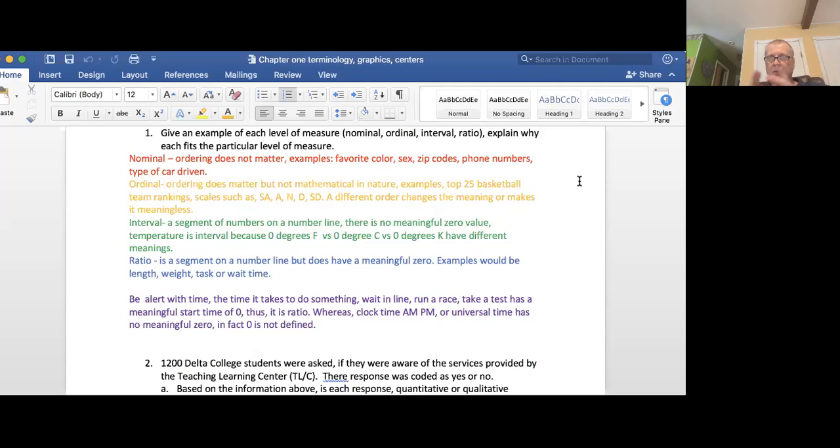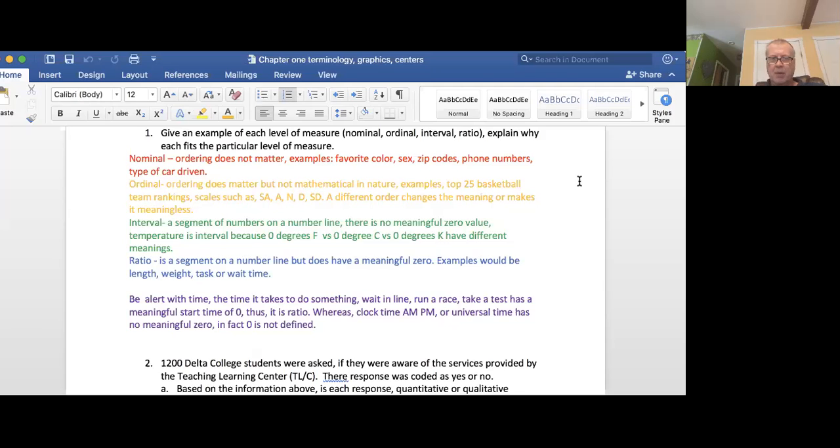So let's give an example in question one of levels of measure of variables. So what's a variable? A variable is something that we actually can give an answer to in statistics. It could be an answer to a question, like how tall are you? The variable is height. How much do you weigh? The variable is weight. What's your favorite color? The variable is favorite color. And so there are four levels of measure for a variable: nominal, ordinal, interval, and ratio.